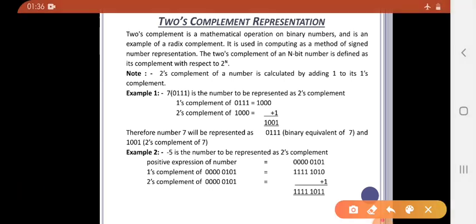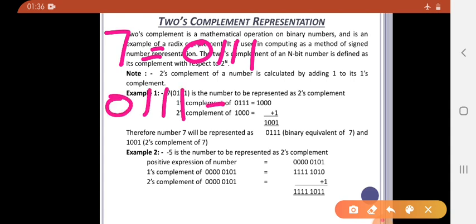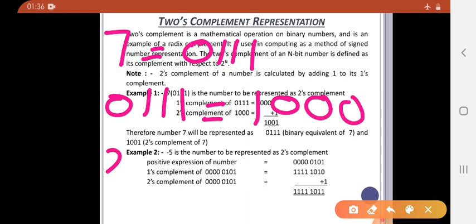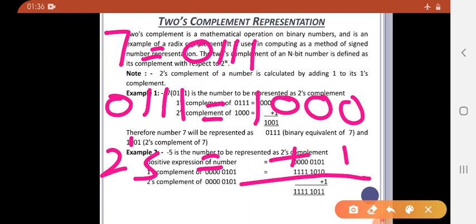How? See, 7 is the number. The binary representation of this number is 0111. Now 011 is the number. One's complement of this number is 100. 2's complement says just add 1 to it and you will get the desired result 1001. So this is my 2's complement of 7.